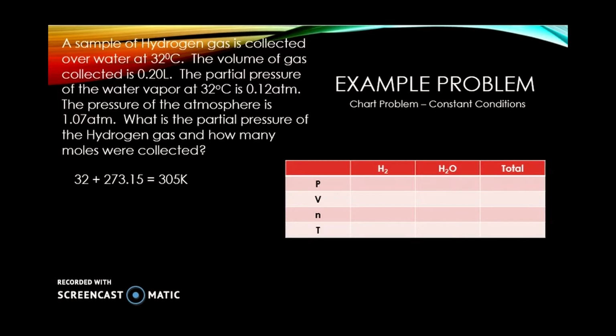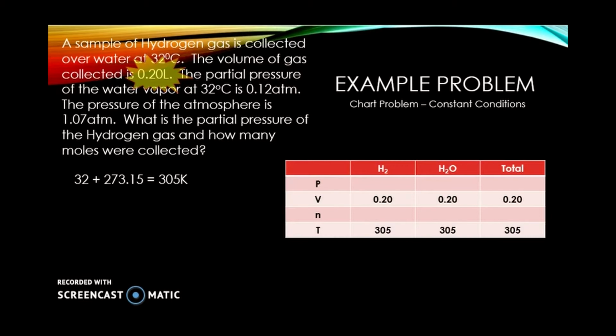Now it's in one of the rows that I should straight fill across. So I'm going to simply layer 305 into every single temperature box that I have present. The next number that I see is 0.20 liters. And just like the temperature, that should be straight filled across because the volume of the container is the volume of the container. It will not change from one gas to the next. So that all should be 0.2 liters.